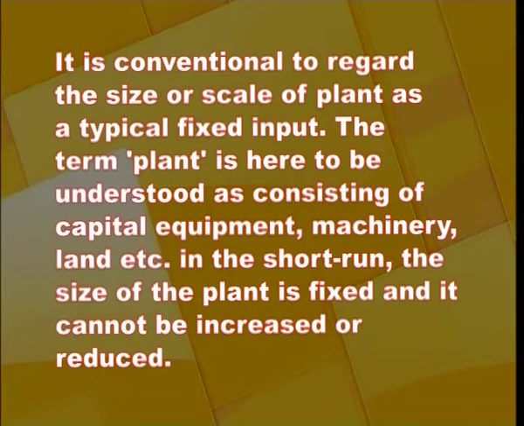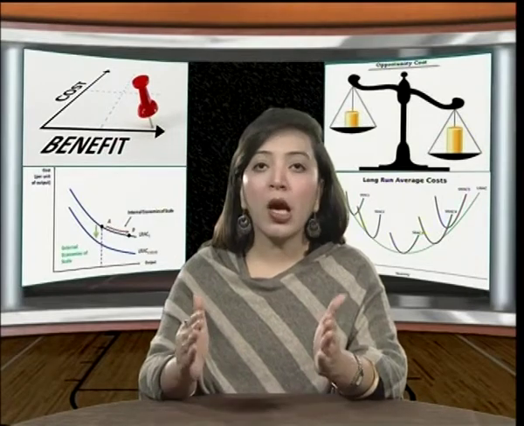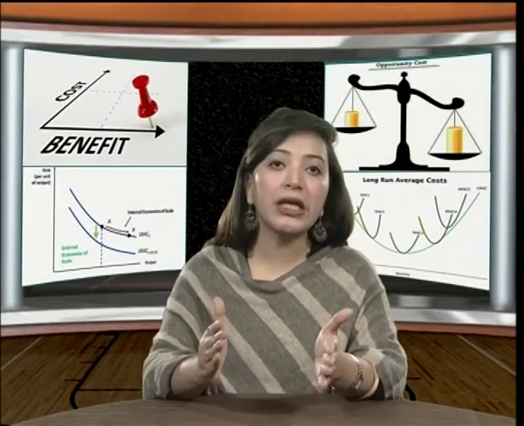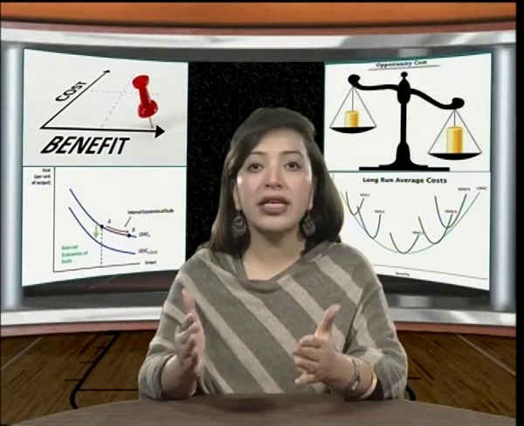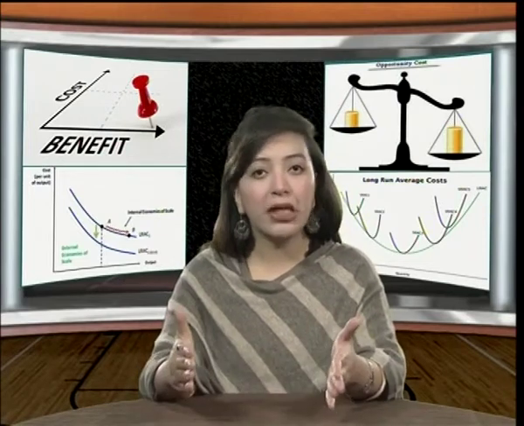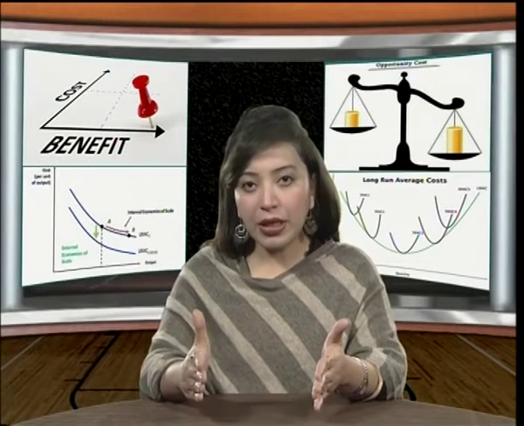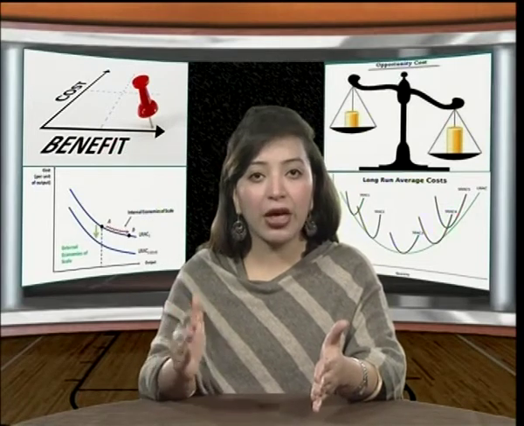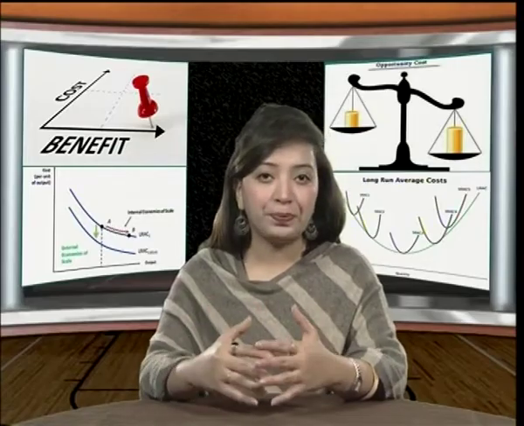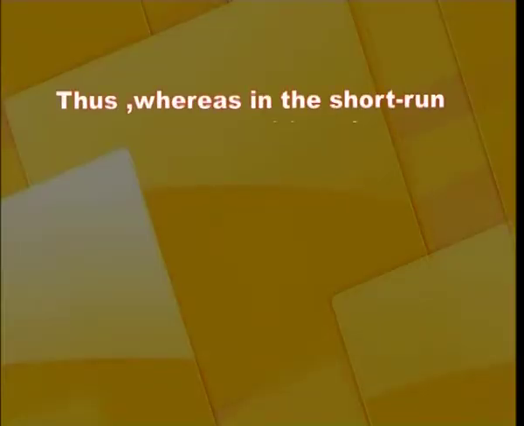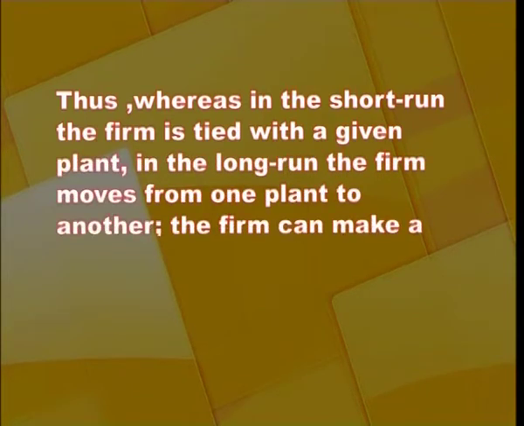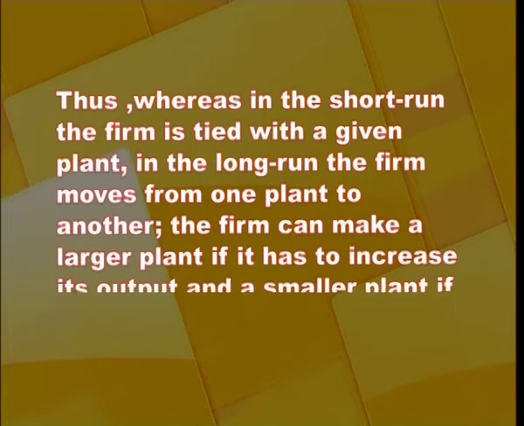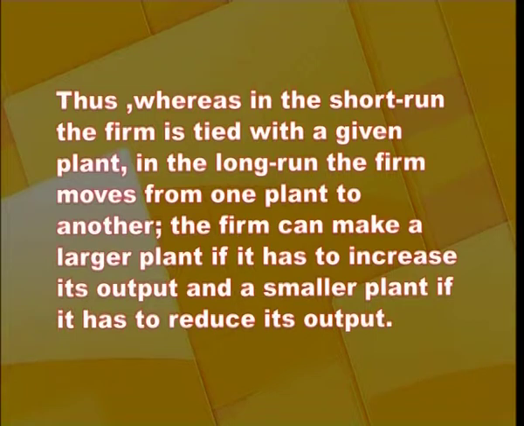In the short run, the size of the plant is fixed and it cannot be increased or reduced. That is to say, one cannot change the amount of capital equipment in the short run if one has to increase or decrease output. On the other hand, the long run is a period of time sufficiently long to permit changes in plant, that is, in capital, equipment, machinery, land, etc., in order to expand or contract output. Thus, whereas in the short run the firm is tied to a given plant, in the long run the firm moves from one plant to another. The firm can make a larger plant if it has to increase its output and a smaller plant if it has to decrease its output.